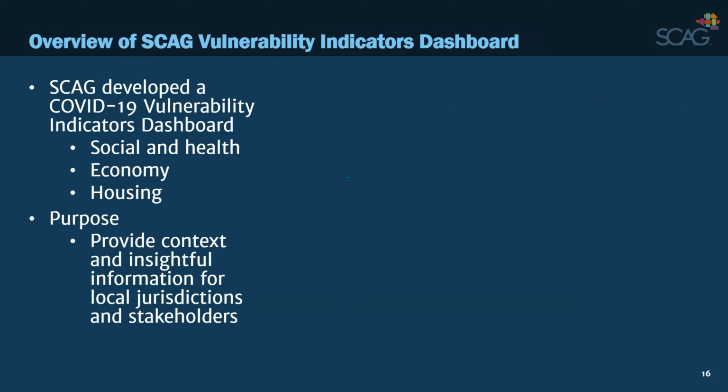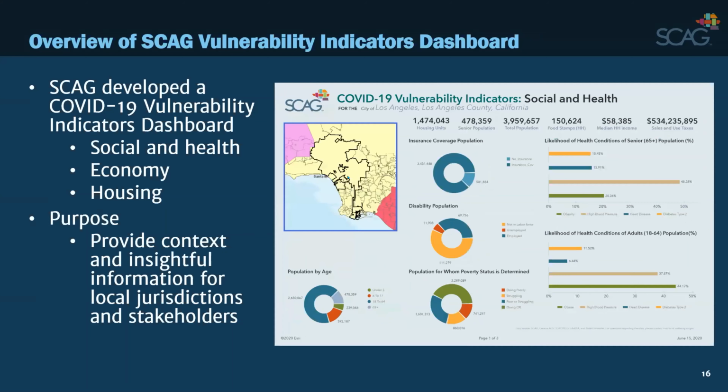All right, so now I hope you all have a good idea of COVID-19 and how this pandemic has been impacting us. Now, I think it's time for us to talk about the SCAG vulnerability indicators dashboard and how this is important for local jurisdictions and stakeholders. At a high level, the dashboard includes more than 70 indicators of potential vulnerability at the jurisdictional level, so that's at the city and county level, focusing on social and health, economy, and housing. The purpose of this dashboard is to provide context and insightful information for local jurisdictions and stakeholders to better understand the impact of this pandemic.